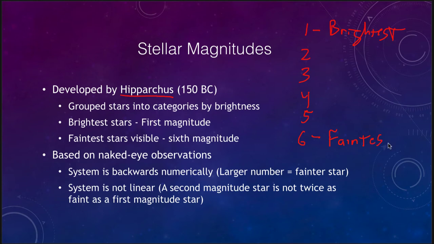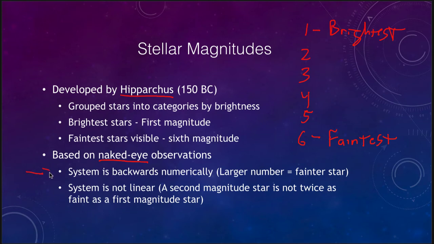Now, that would be what would have been visible with the naked eye, as this was long before the time of telescopes. So he put them into 6 categories, with the brightest stars being stars of the first magnitude, and the faintest stars being stars of the 6th magnitude. Now, this was based on naked eye observations, so there were no telescopes or binoculars or any other devices to help you observe at the time, so all that could be done was to look at them with your eye. And because this carries over to what astronomers use today, it gives us two difficulties that can often confuse people learning the magnitude system.